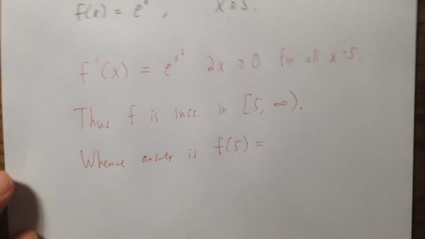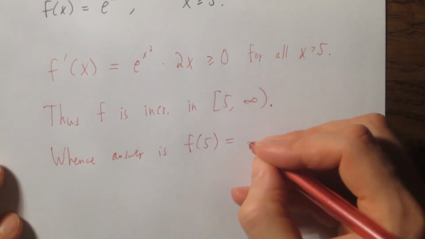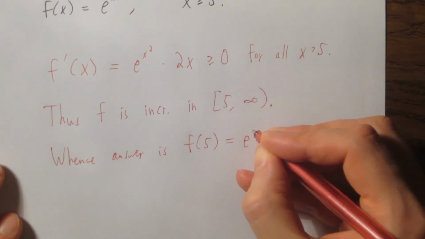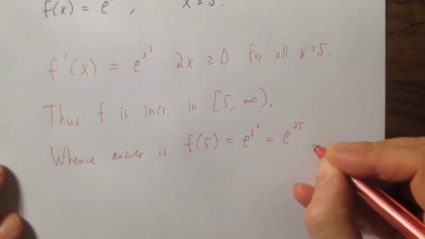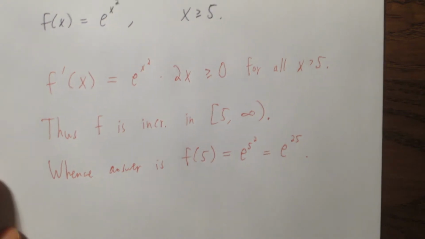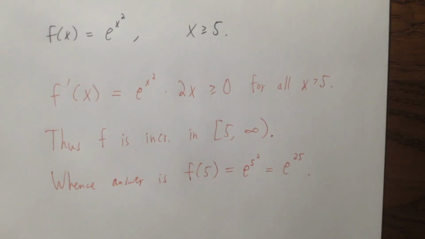the value of f at 5, which we write like that, and it's e to the power of 5 to the power of 2, which is e to the power of 25. So here we use the fact that the derivative of a function describes its rate of change.